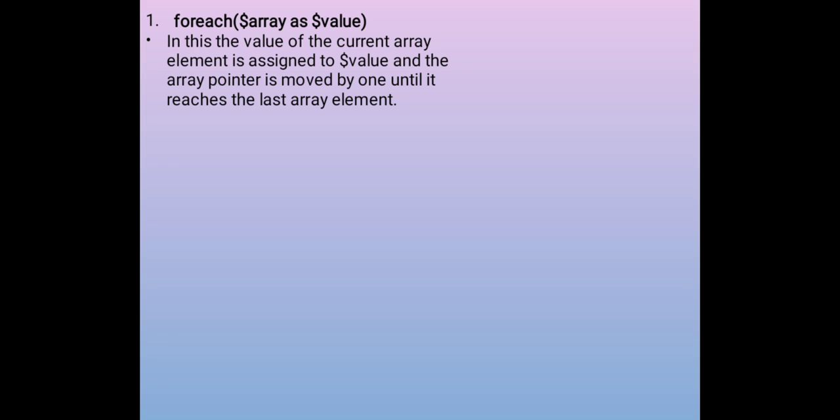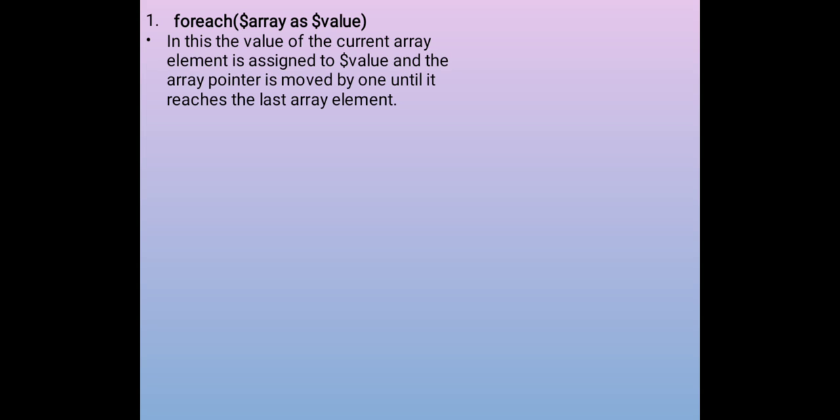The first format is foreach, parenthesis open, dollar array as dollar value. In this type, for every loop iteration, the value of the current array element is assigned to the variable value, and the array pointer is moved by 1 until it reaches the last element.